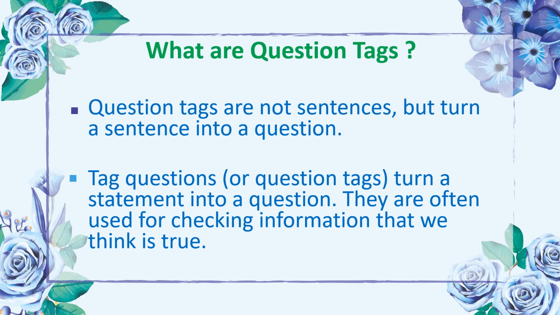We can also say that it changes an assertive sentence to an interrogative sentence, and they are often used for checking information that we think we know is true, but we still need a confirmation. For example, is she sleeping? Isn't it? So you need a confirmation. You need that this thing is for sure true, and that is why we use question tags.